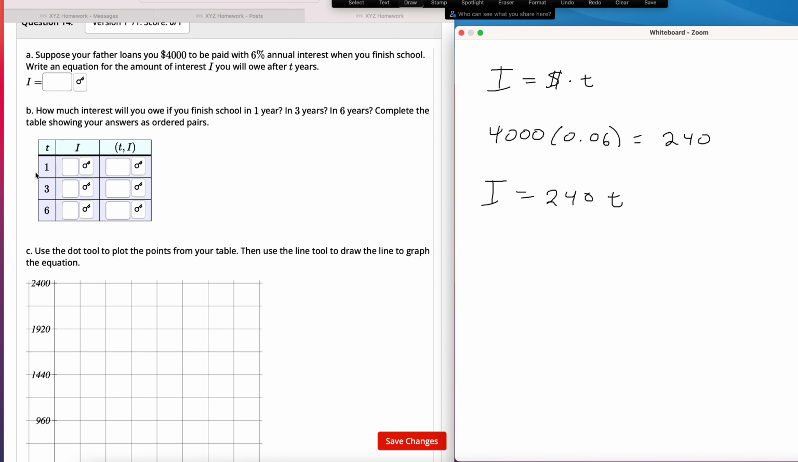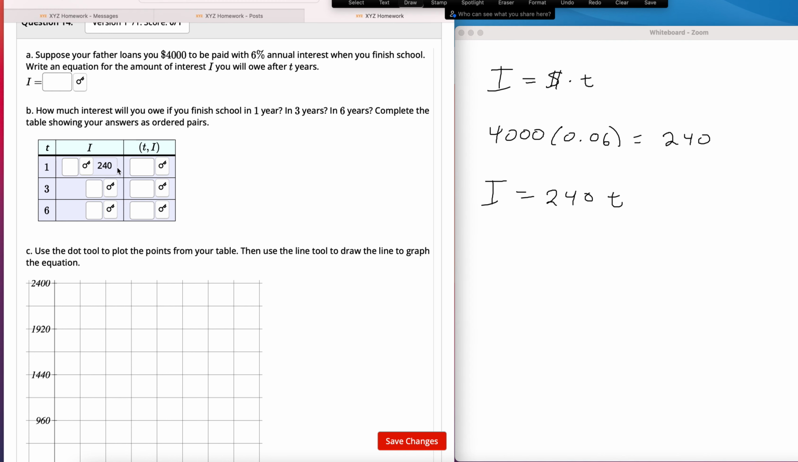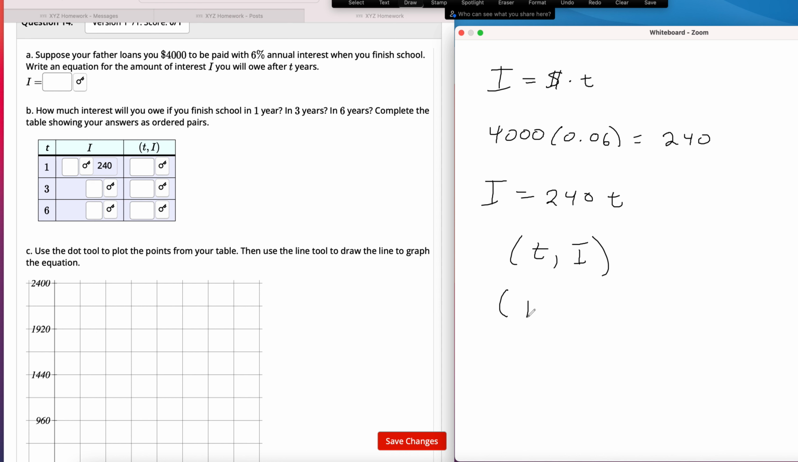And so then for this next part, what it's having you do is just fill in this table. So if T is 1 year, 1 times 240 would be 240. So this right here should be 240. And then here it's asking you to write this as T comma I. And what they're doing is they're trying to get you to see you're putting in 1 year for T and you're getting out $240.